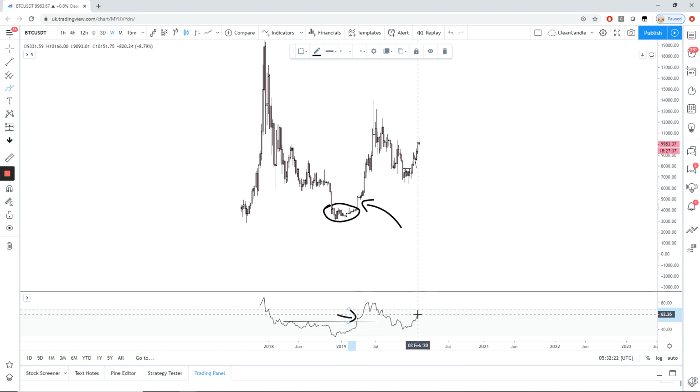And we can see the same here on this current run up. We get back below 50, get back above 50, and we can see we've still got some way to go left potentially on this rally. Take it down to the 4-hour.